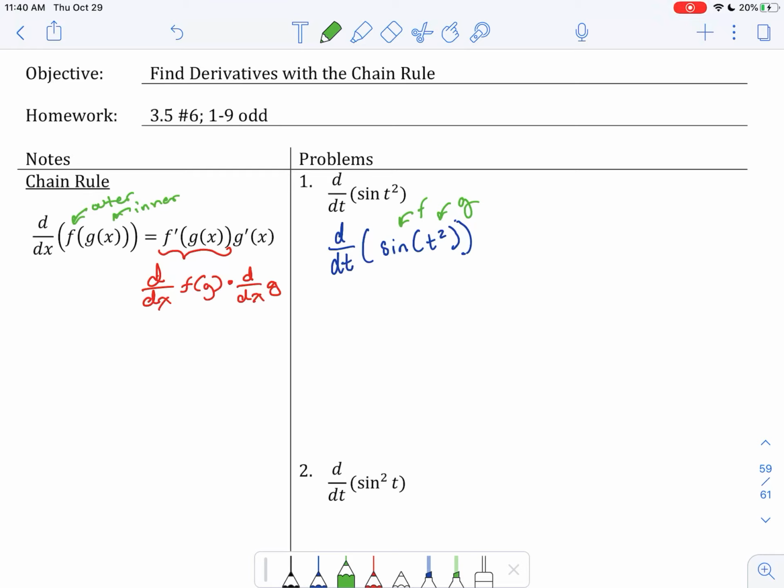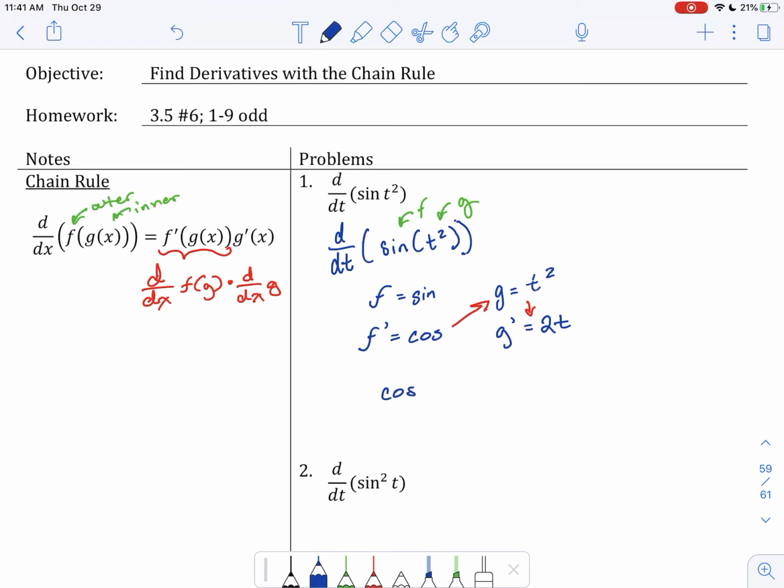So then, if we're looking at our first example, we have f is equal to sine, and g is equal to t squared. Now, f prime would be cosine. We did this in our last lesson. And g prime is 2t. And so what we're going to do is take our outer f prime, plug in g. So that's f prime of g, and then times g prime.